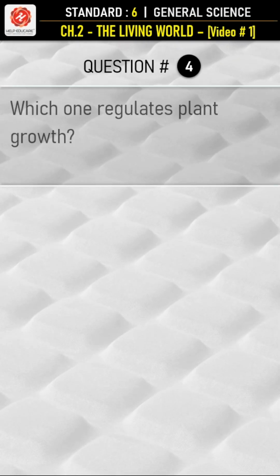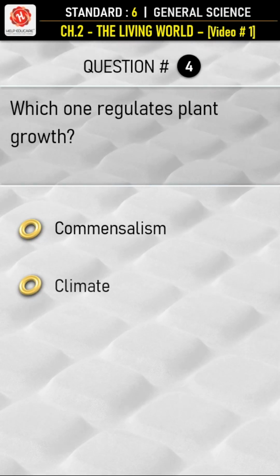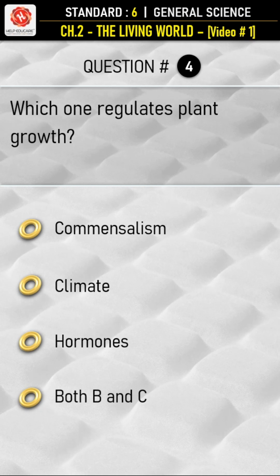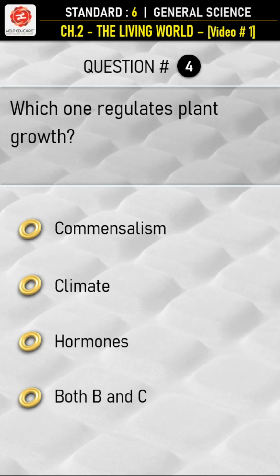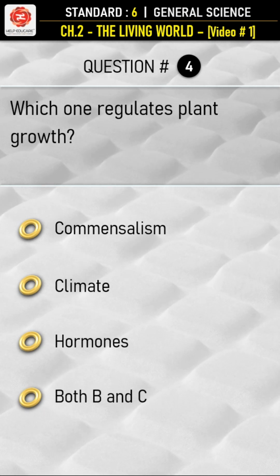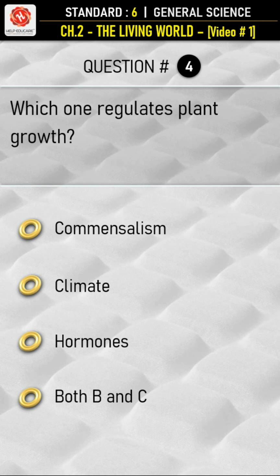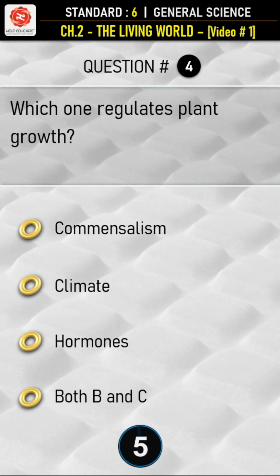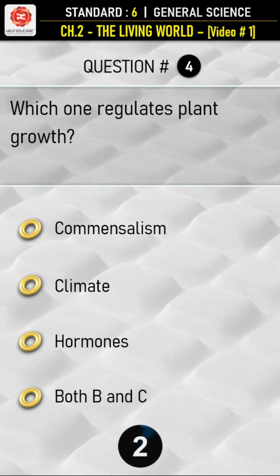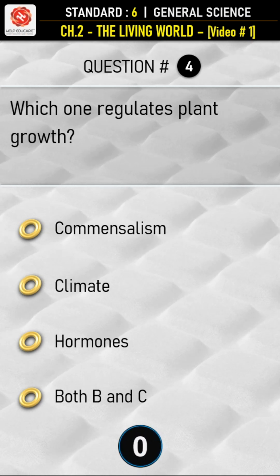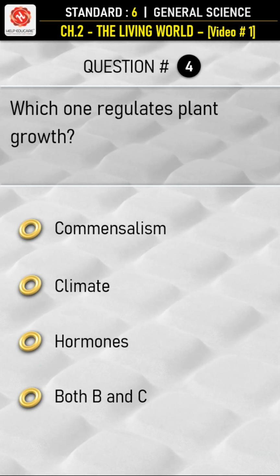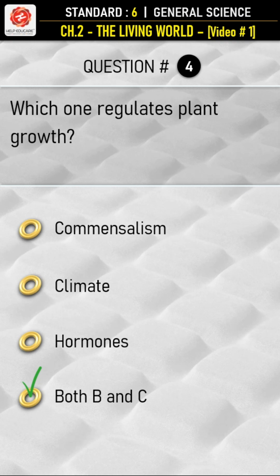Question number 4. Which one regulates plant growth? First option, commensalism. Second option, climate. Third option, hormones. Fourth option, both B and C. Answer will be shown after 5 seconds. Your time starts now. Correct answer is both B and C.